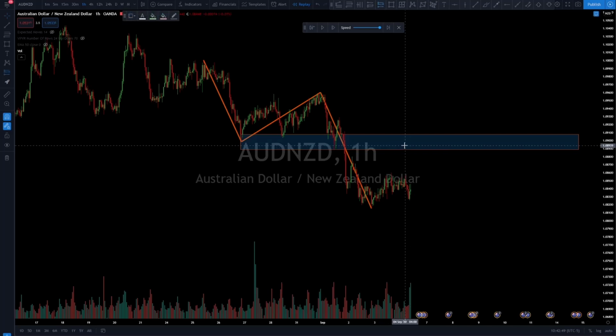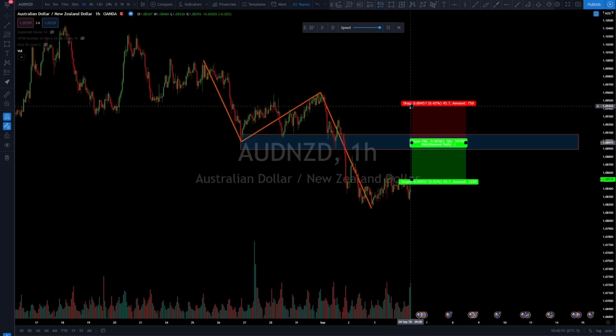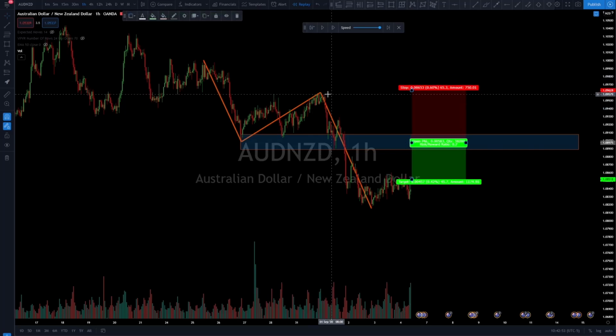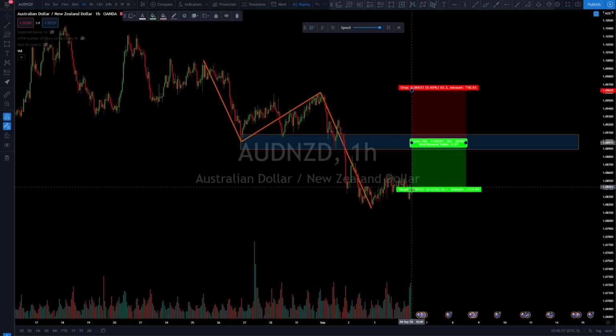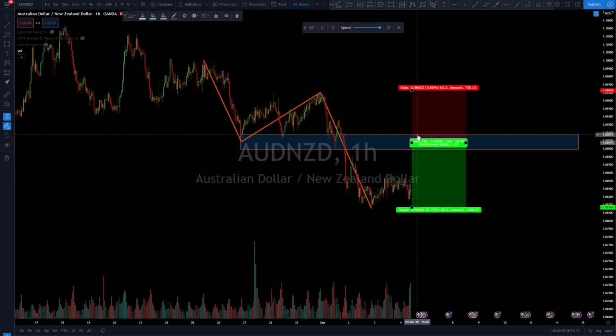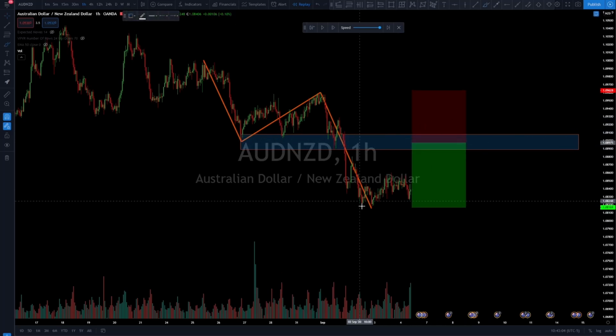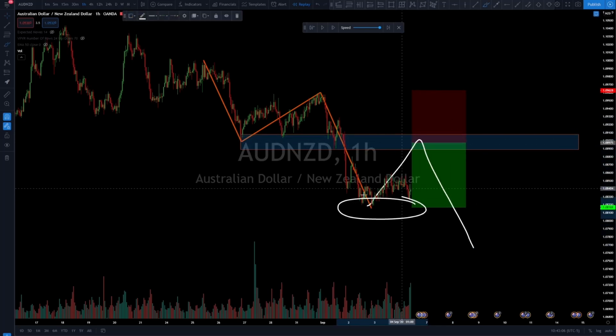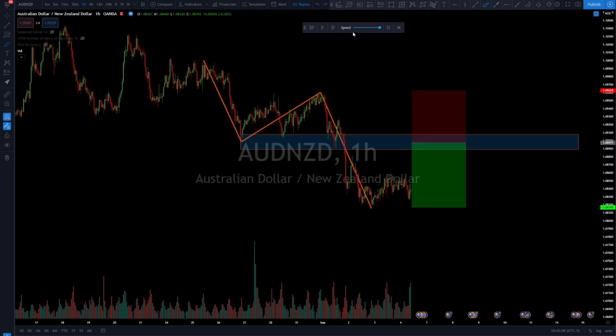So let's just say we're going to get short right in the middle of this zone right here, and let's say our stop loss is above this high, because if that high is broken, then the trend changes. And our target is going to be at this low because we expect that low to be broken, right? We expect a lower high followed by a lower low. So we expect that low to be broken. So now let's just see what happens here.